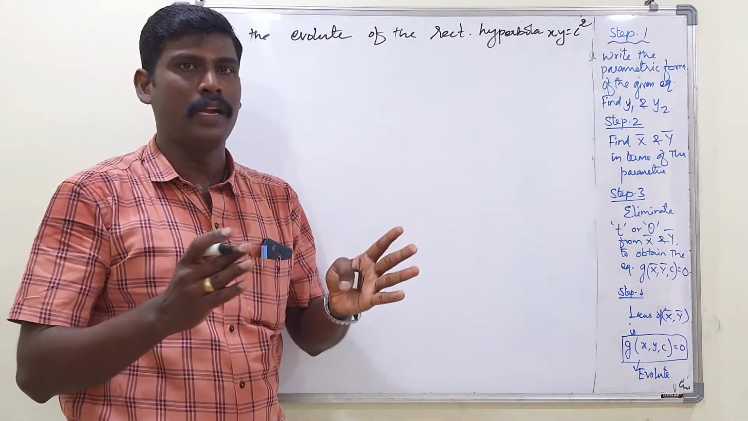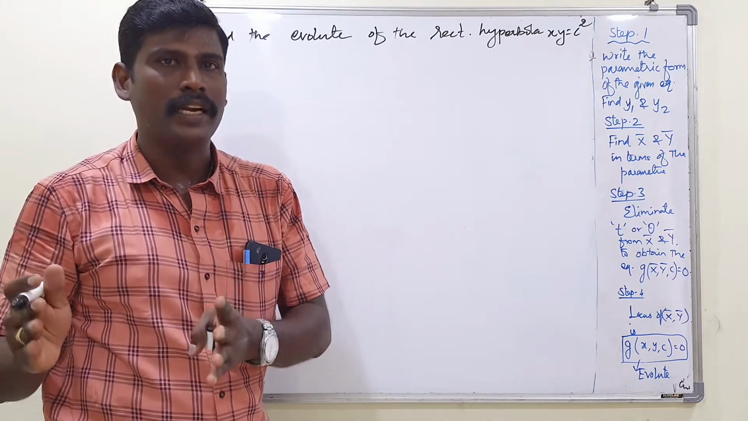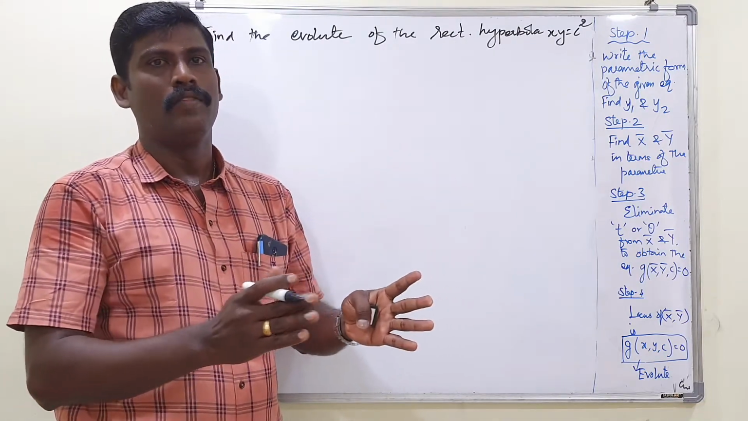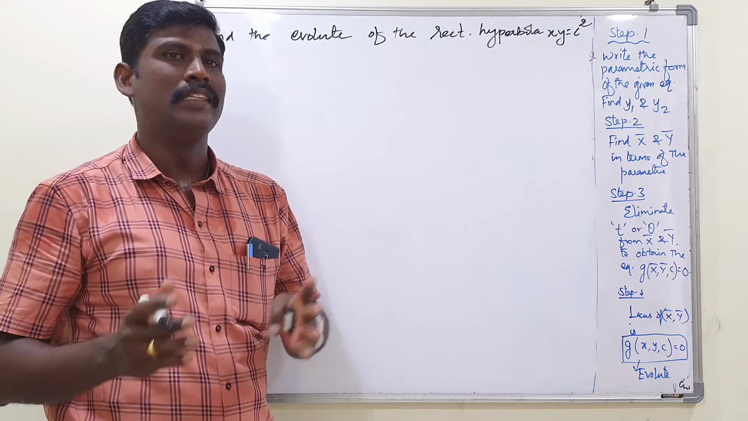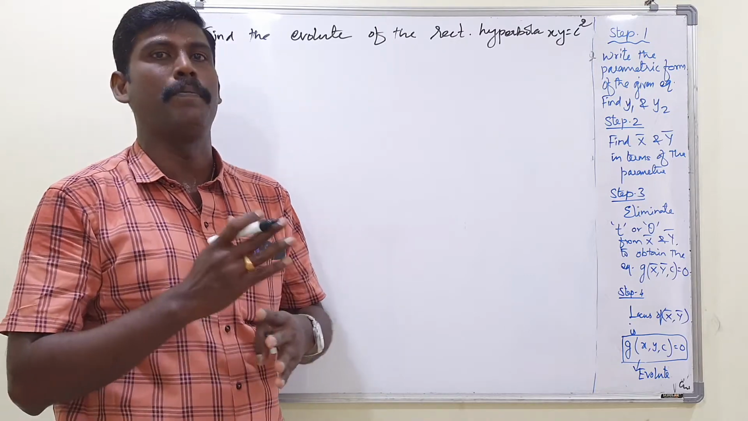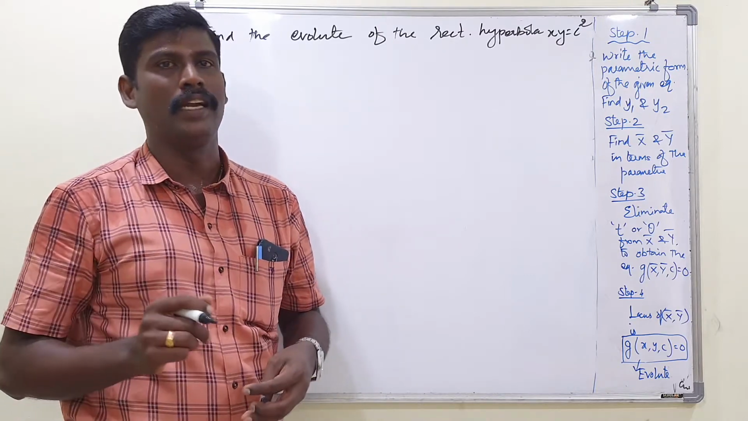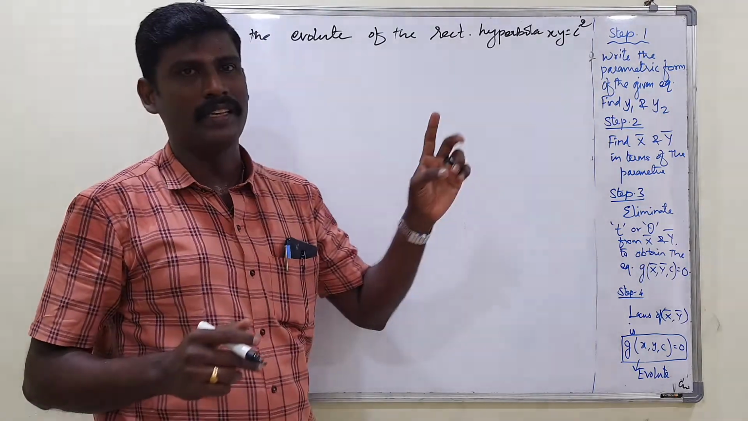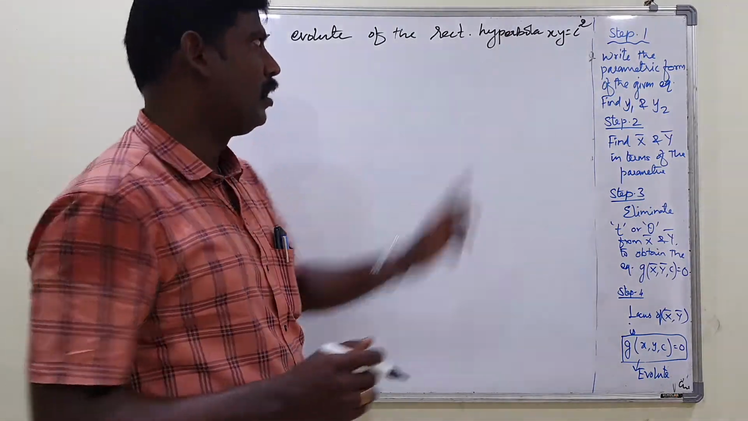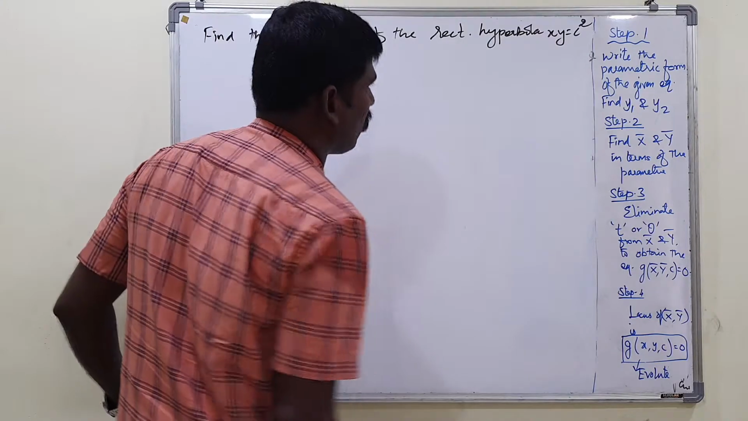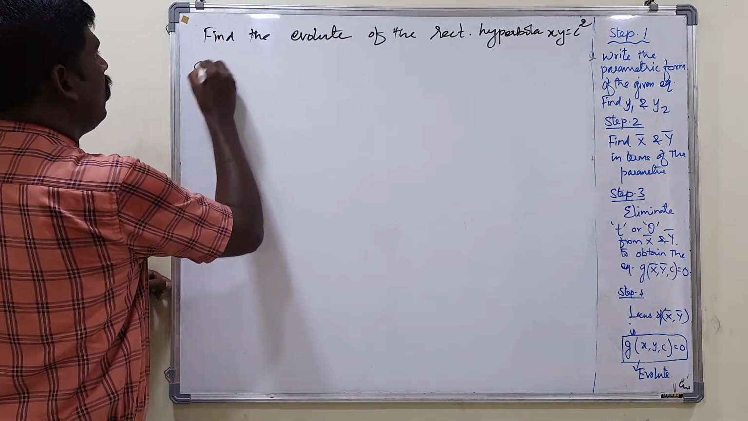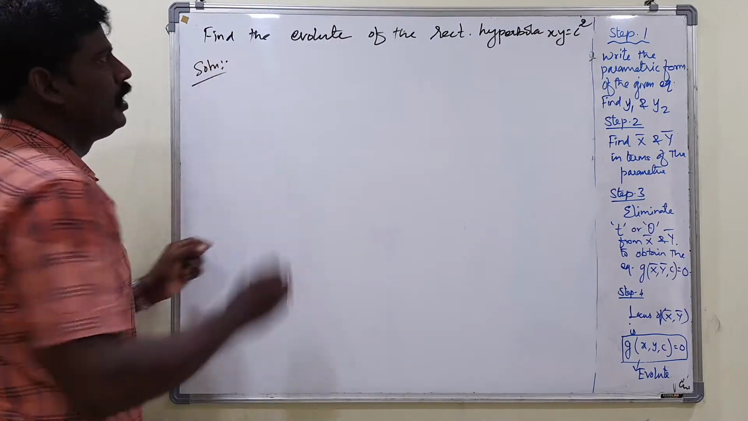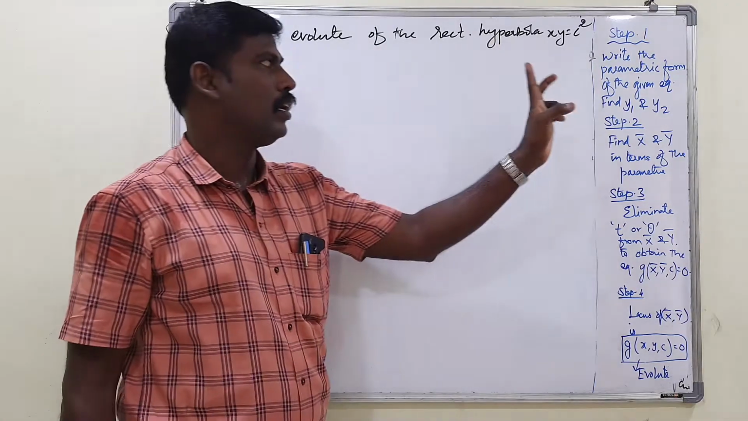A rectangular hyperbola is a particular case of hyperbola. How is it different from hyperbola? The angle between the asymptotes of the hyperbola is a right angle. Then the hyperbola is called a rectangular hyperbola. This is the standard form of rectangular hyperbola, xy is equal to c square. Right? Now I am going to find out the evolute of the rectangular hyperbola.